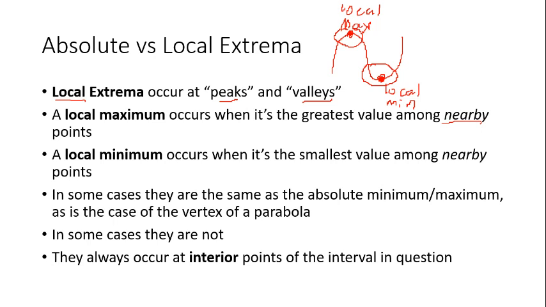Now, in some cases, local extrema can be the same as absolute extrema. In the cases where the absolute extrema occur at an interior point, a local extrema is the same as an absolute extrema. However, in some cases they are not, because remember, absolute extrema can occur at endpoints. Local extrema always occur at interior points of the interval in question. Absolute extrema could be at endpoints, but local extrema are not at endpoints. They are only at interior points.